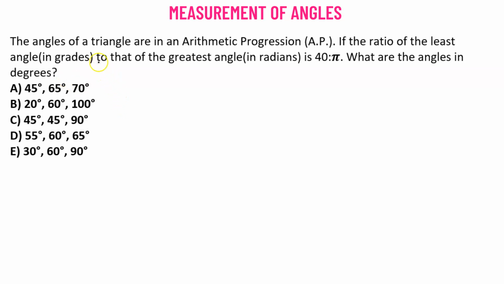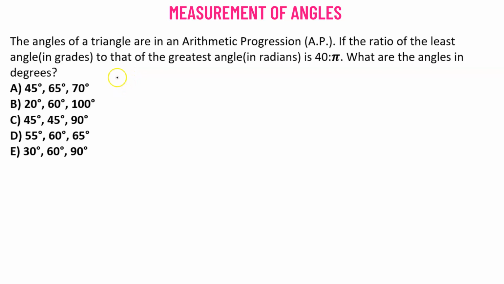So here in this problem, it is given that the angles of a triangle are in arithmetic progression. Also, it's given here that the ratio of the least angle, whose measure is in grade, to that of the greatest angle, whose measure is in radians, is 40:pi. So we need to find out the angles of the triangle, and the angle measures must be in degrees.